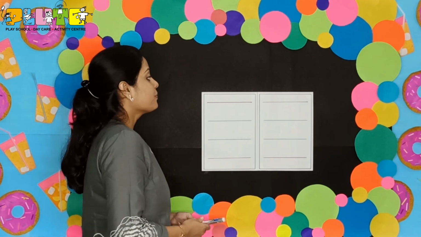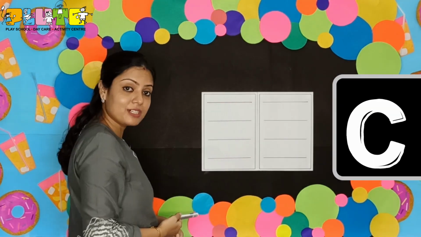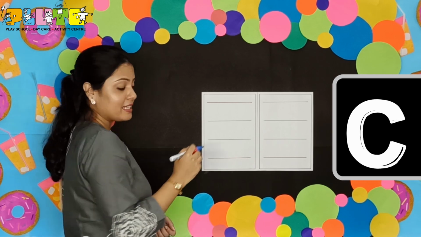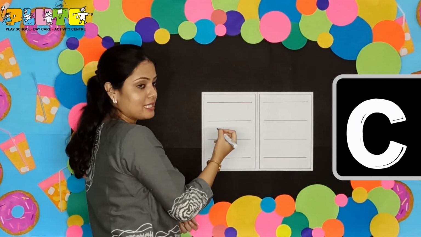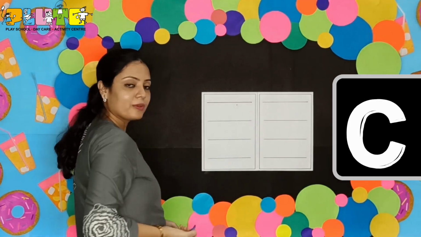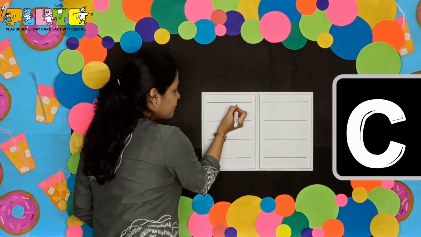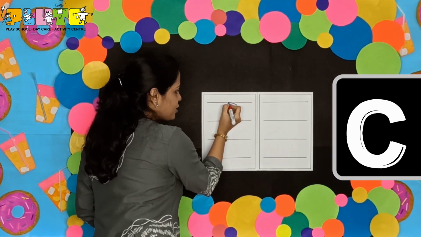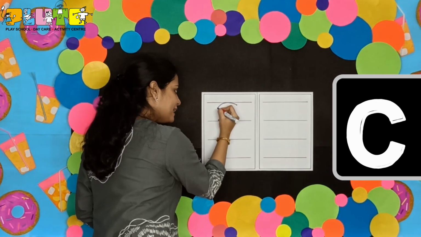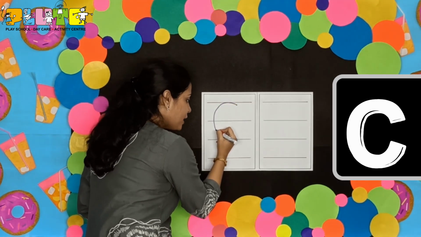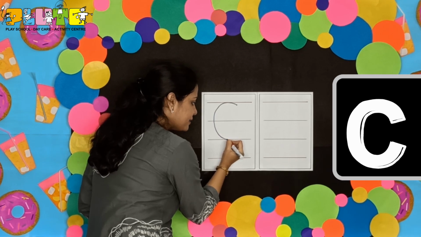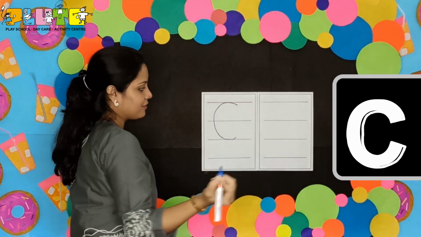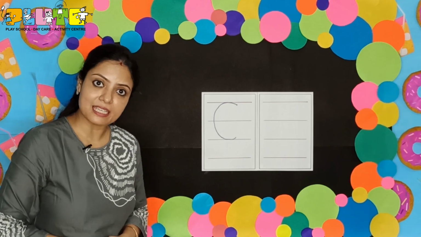In order to write the next alphabet, that is C, we need to draw a big curve. Okay, see children, this is our first line. So I'll start writing C just below the first line from here. Okay, so I'll take the curve slowly upward, touch the first line, and then I'll go down, and again I'll touch my third line, and I'll end here. So children, this is our C.